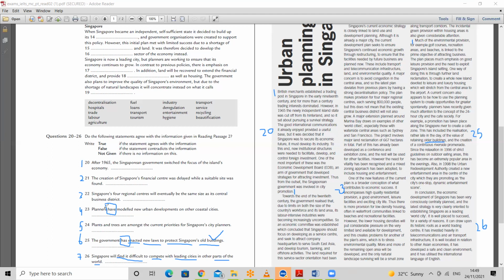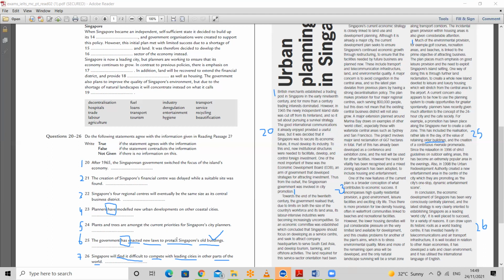Now, if they say yes, they have modeled new urban development and they talk about the development in the paragraph, you say the answer is true. But if you read the paragraph and they still stick to the old modes and there's no urban development, like, you know, no establishment of new things in the city, then that should be false. But if there's nothing about it, you can probably decide that the information is not there.